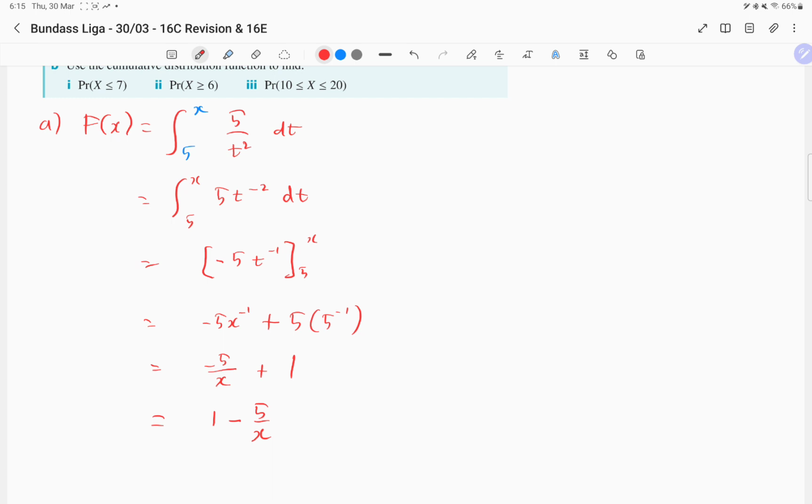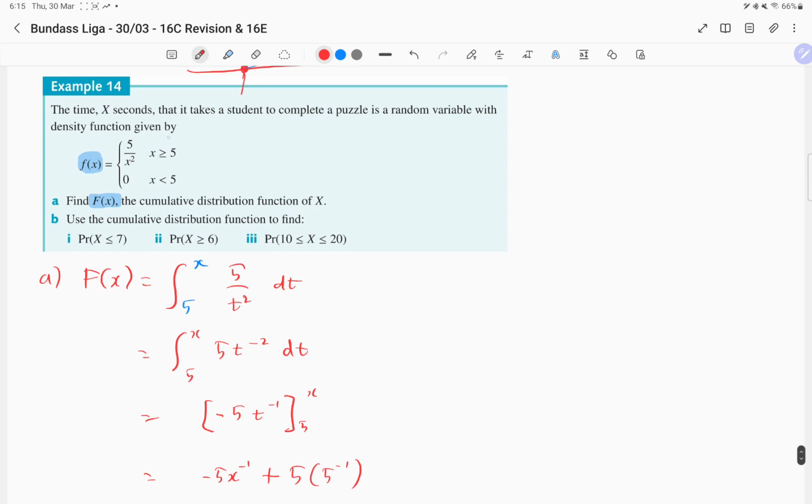Why is it x and 5? So for this PDF, if we were to sketch this, at the value 5, before that it will be 0. After that, at 5, it will start from 5 over 5, because that's 1 over 5, which is 0.2. So it will start from here, and then it will keep on going like that.